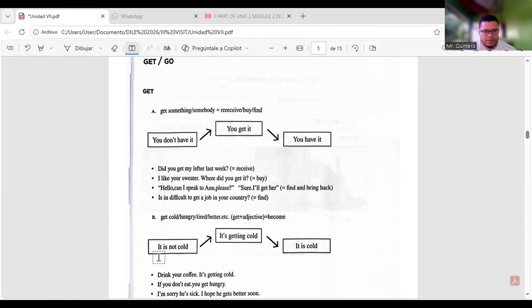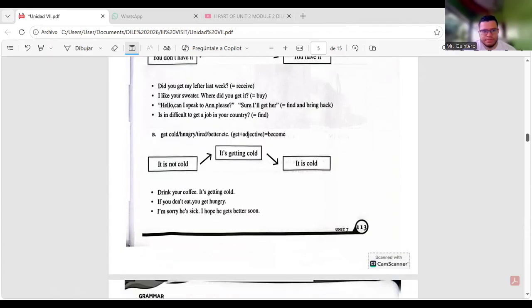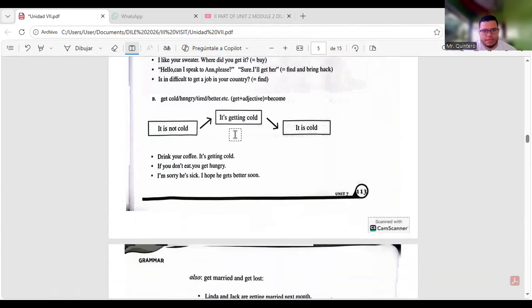It is not cold. It's getting cold. It is cold. Está frío. No está frío, se está poniendo frío, está frío. No está frío al inicio, right? Drink your coffee, it's getting cold. Bebe tu café, se está enfriando. If you don't eat, you get hungry. Si usted no come, usted estará hambriento.